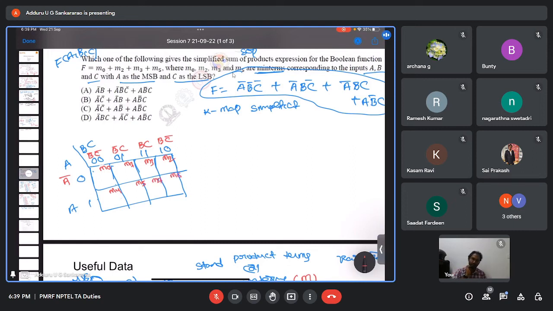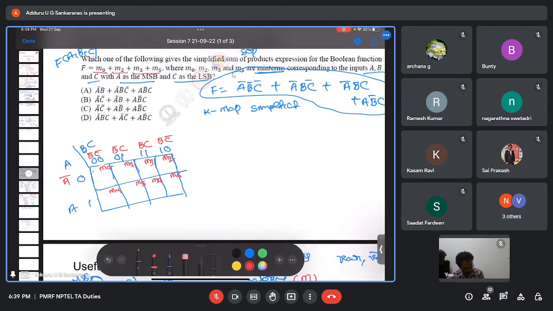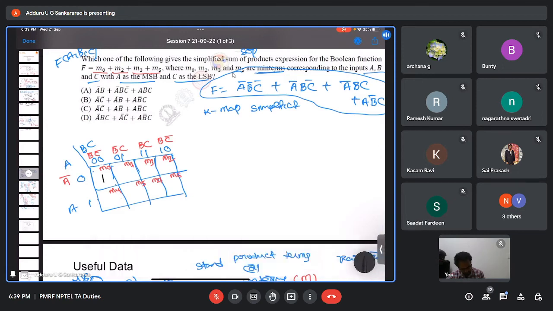Now how to solve this? What are the min terms present in the function? In those cells we'll keep 1 and in other cells we keep 0. Min term 0 is there, 2 is there, 3 is there, 5 is there. So for min term 0, 2, 3 and 5, I'm keeping 1, and the remaining are all zeros.